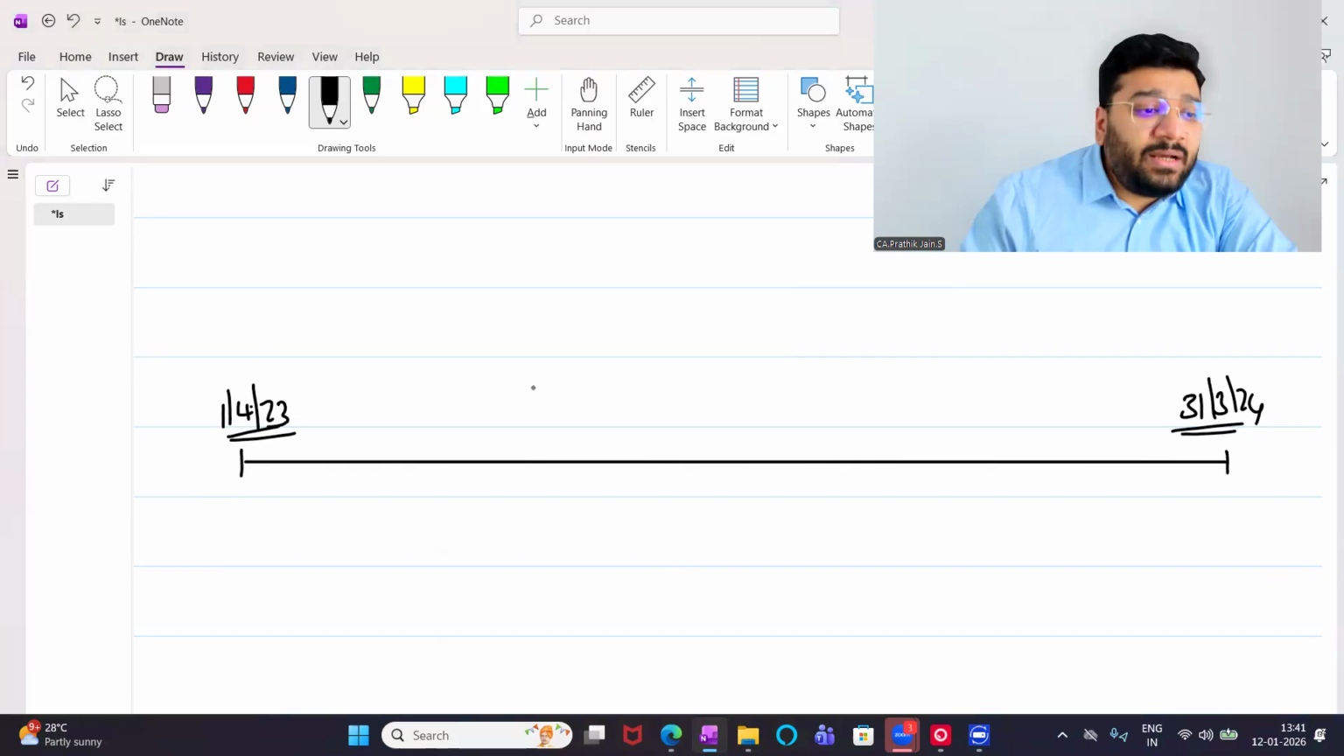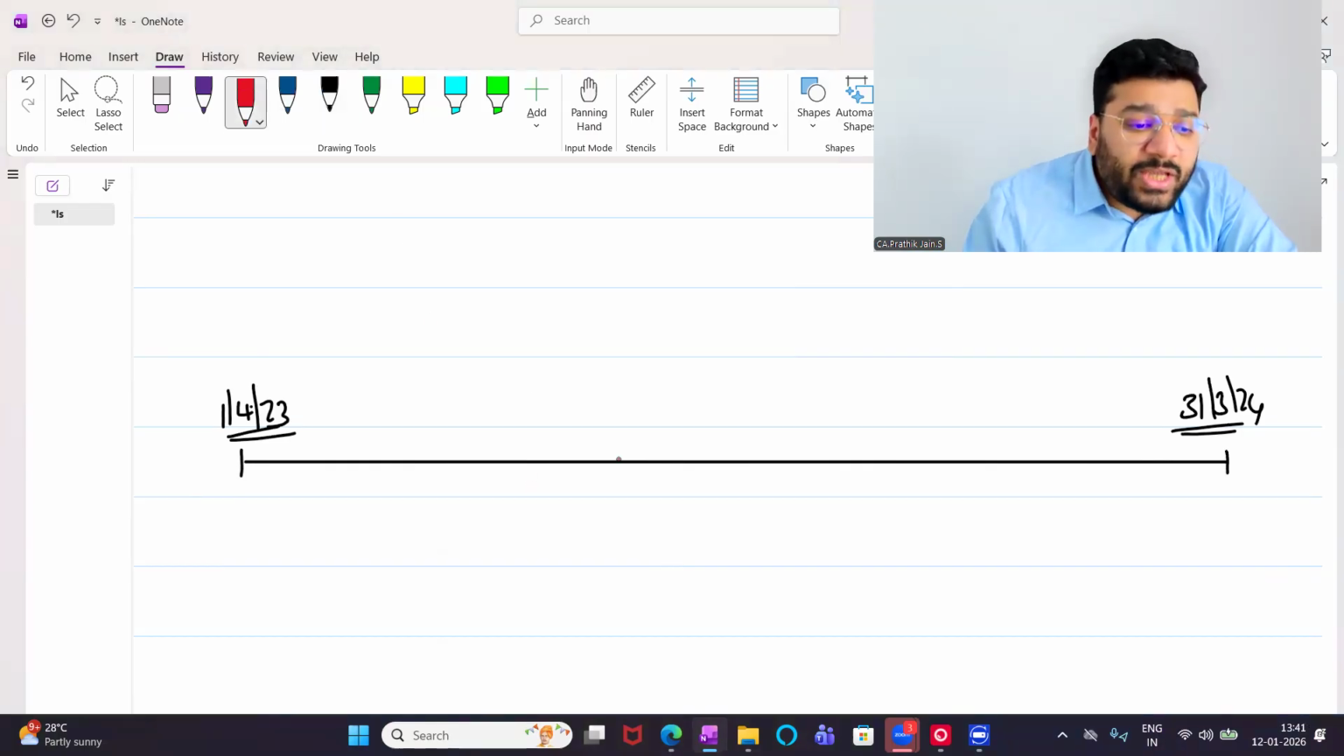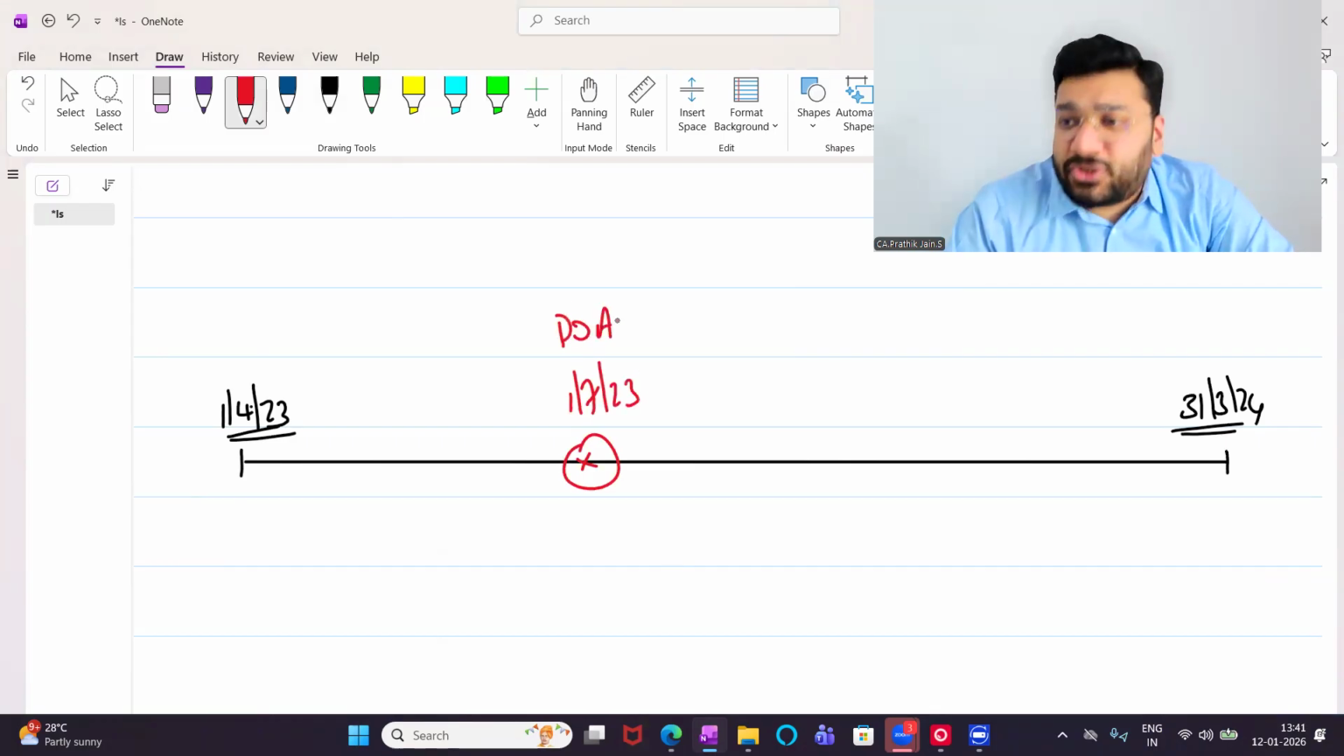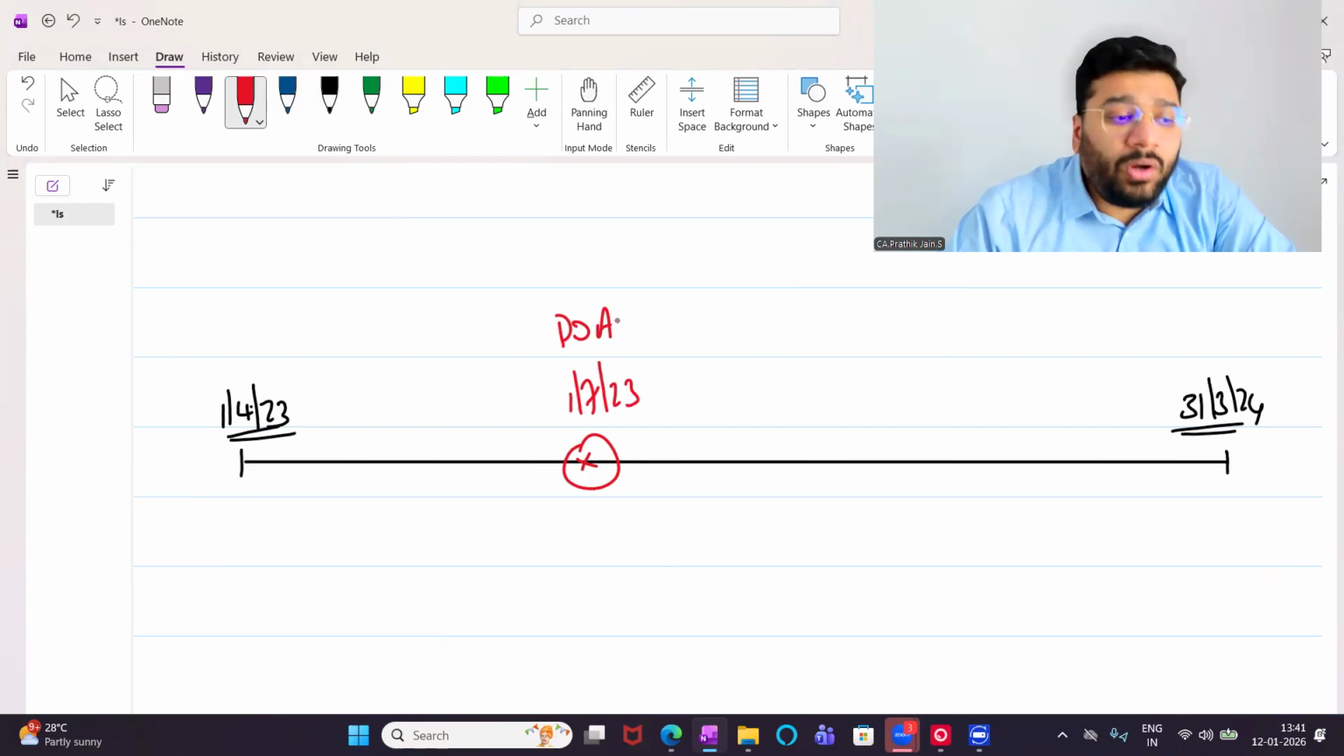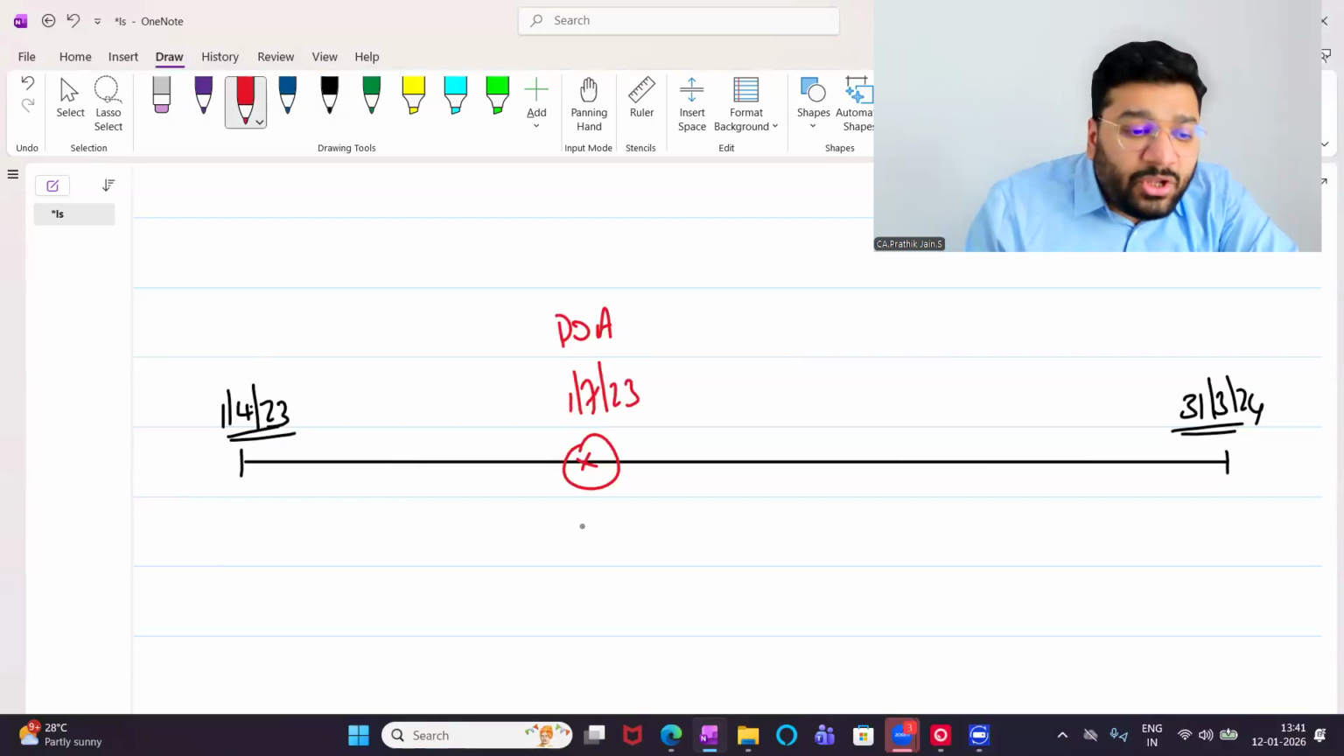So here the company has acquired the shares on 1/7/23. This is the date of acquisition. Please tell me, goodwill and capital reserve has to be computed on 1/4/23, the beginning of the year, or on 1/7/23, date of acquisition? Always 1/7/23, which is the date of acquisition. So I need to calculate goodwill or capital reserve here.